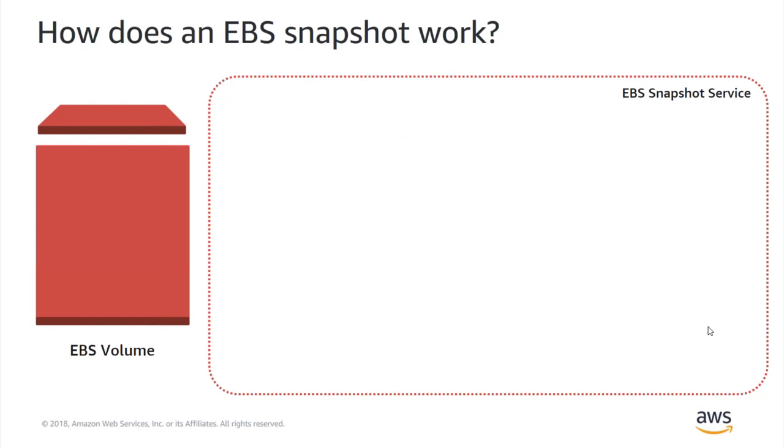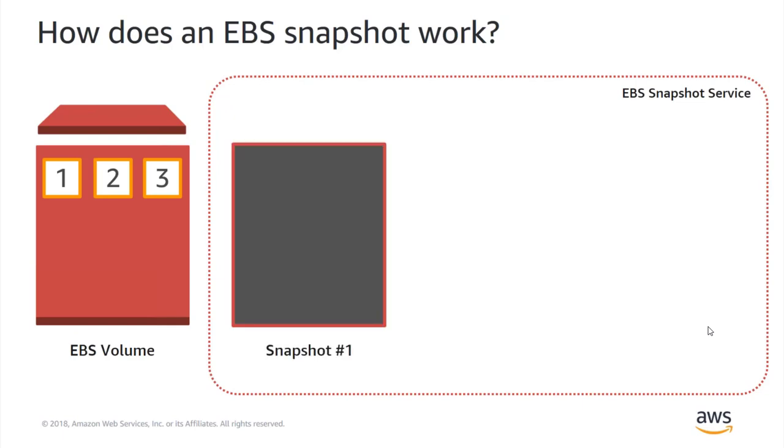So having started with a brand new EBS volume, let's write 3 blocks worth of data. And then let's create a snapshot. The snapshot will contain the 3 blocks that were written to the volume, and the cost of the snapshot will only be the capacity consumed by those 3 blocks.